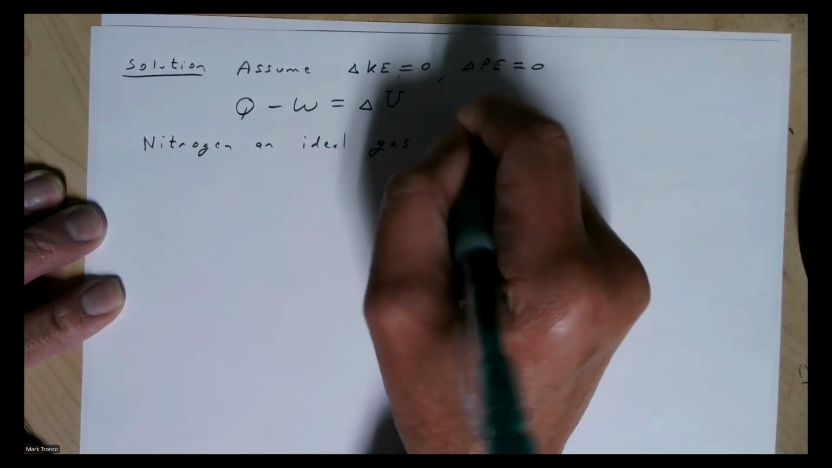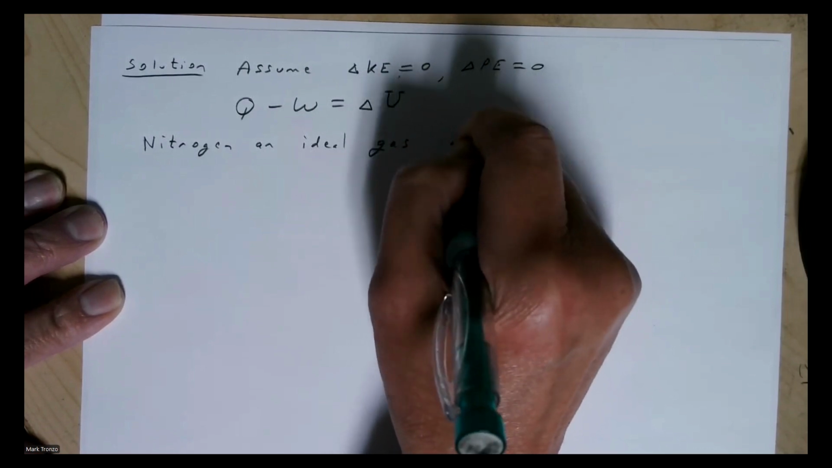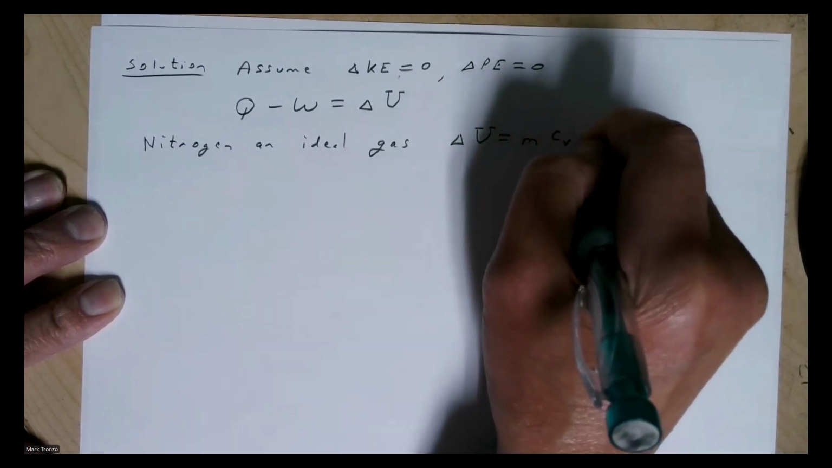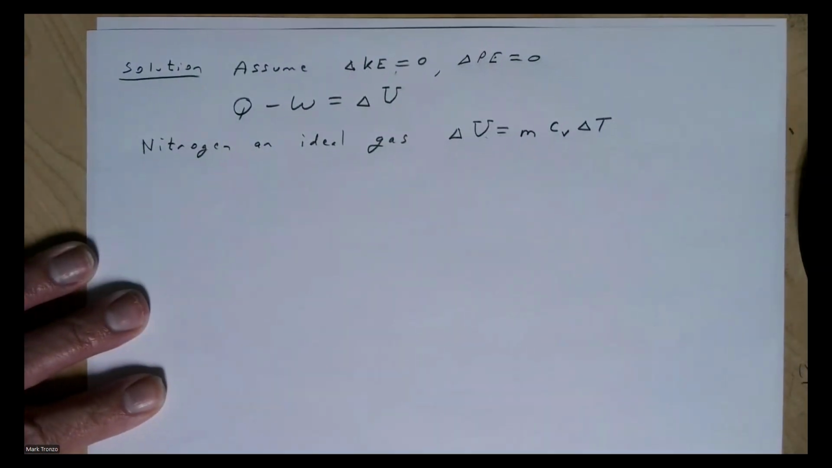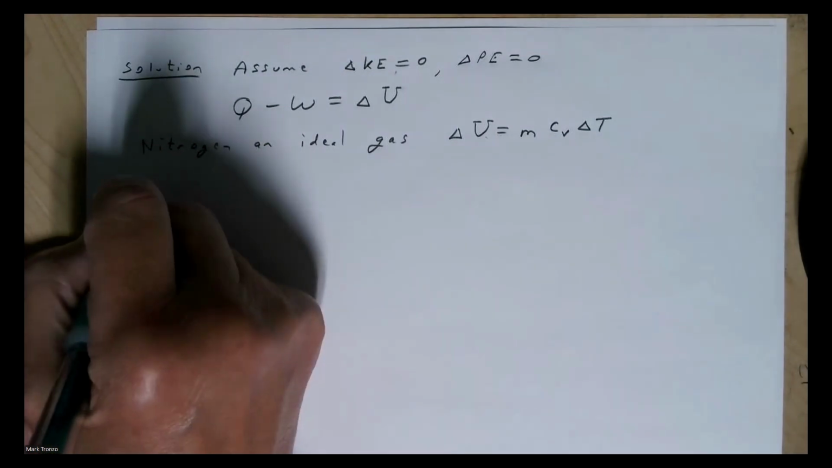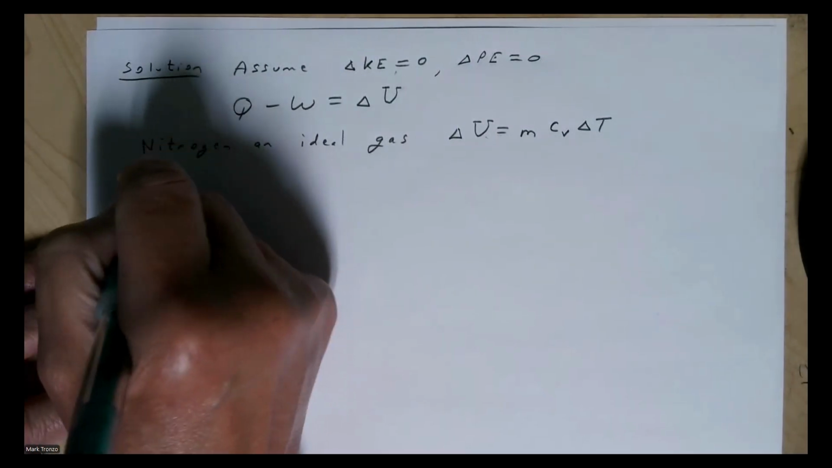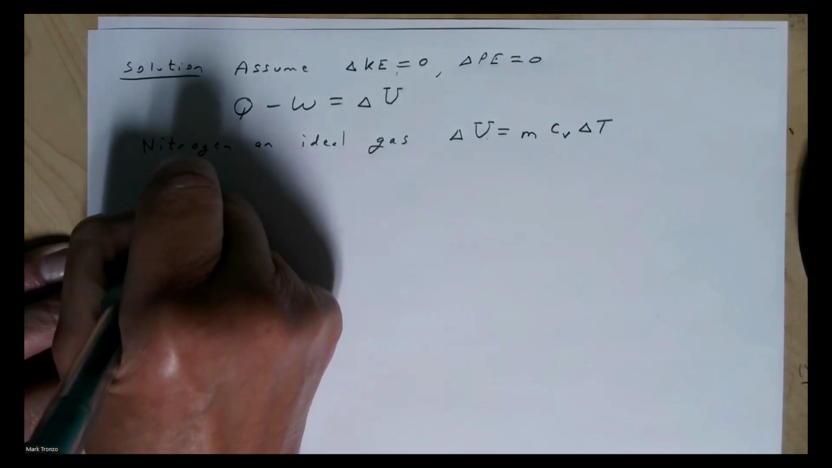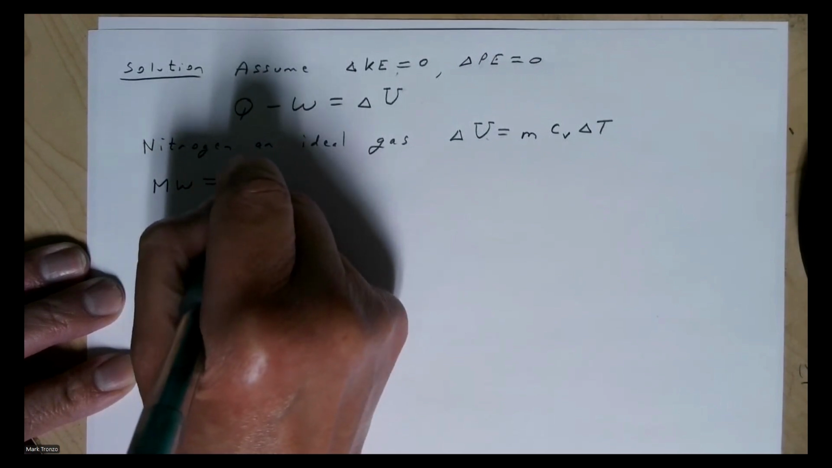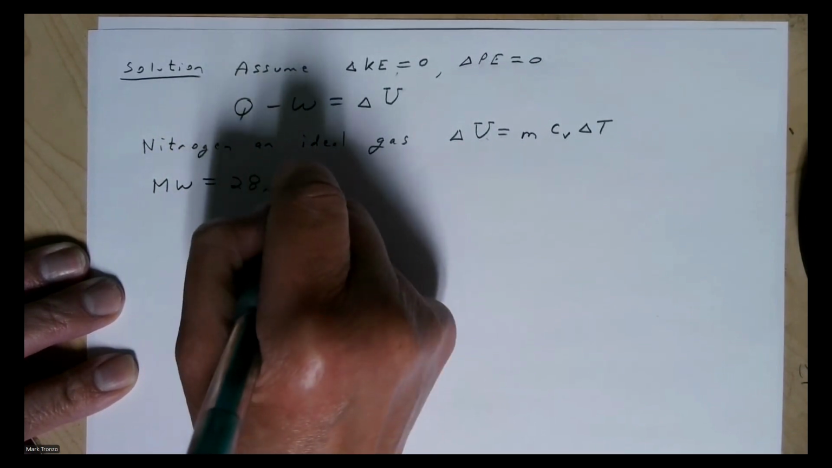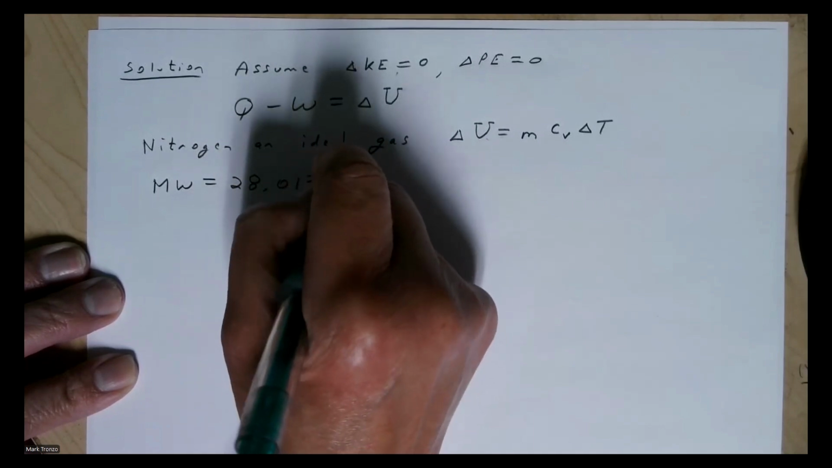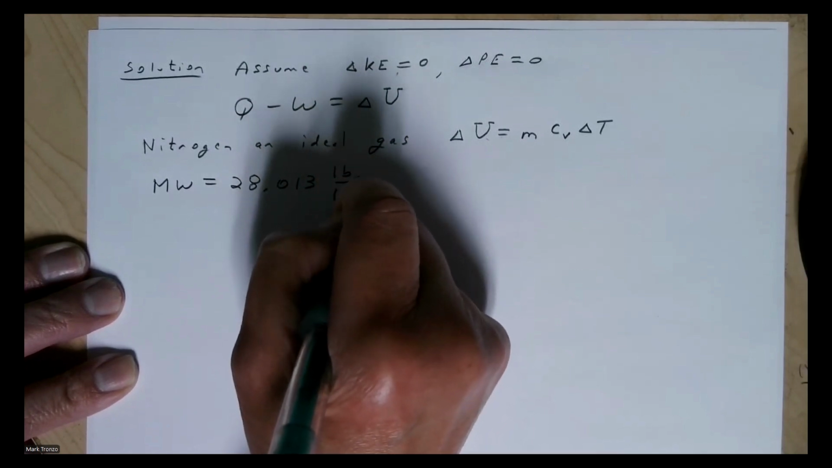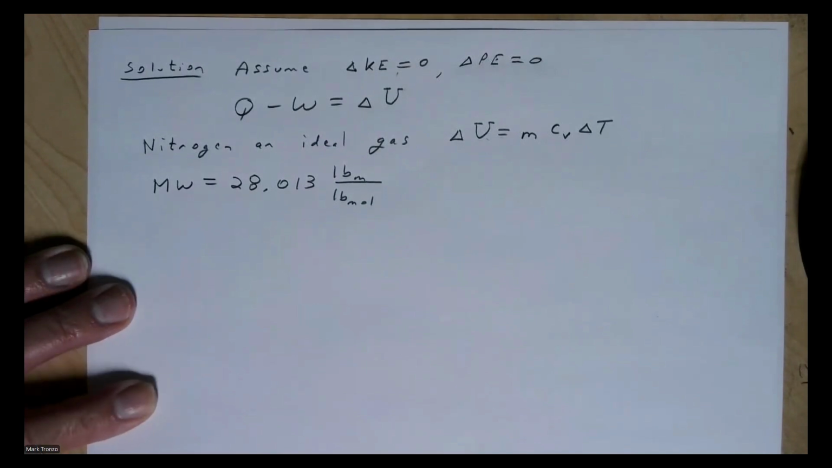So we can say that the change in internal energy is m c_v delta T. So we're going to use those. And we're going to need to find information about the molecular weight. And if you look in my book, it's table B1. Again, if you're using a different book, you probably have something different. I'm sure you do if you have a different book. That's going to be our molecular weight.